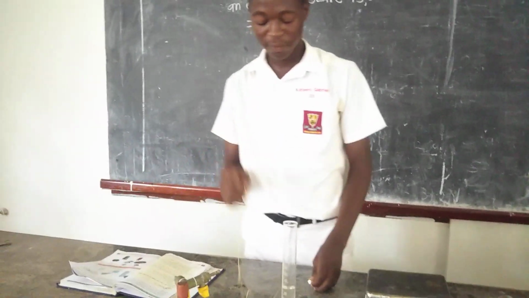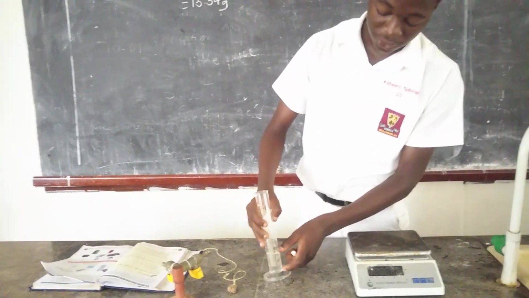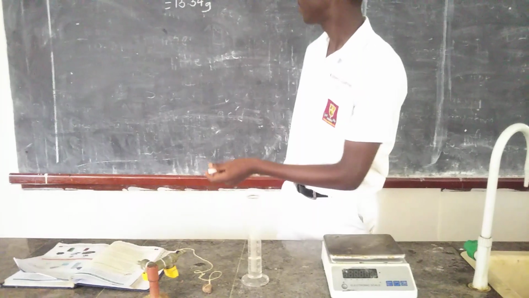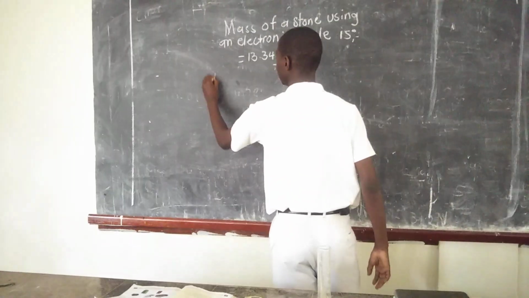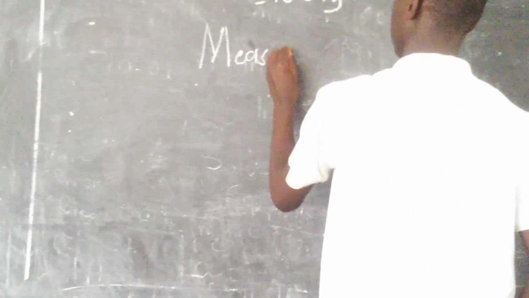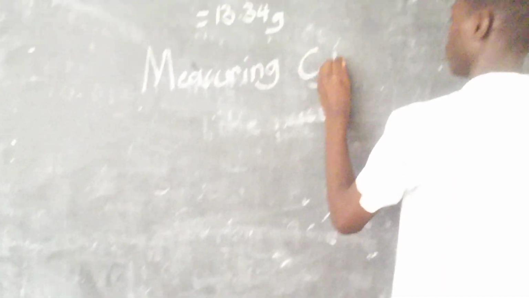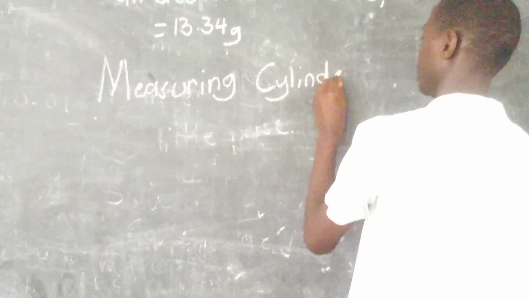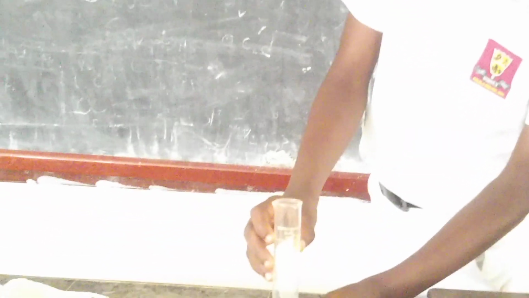The next thing we need to do is to first record our readings before adding the stone. So this is a measuring cylinder. I'll need to write down the measuring cylinder's original readings, which is 30 milliliters.